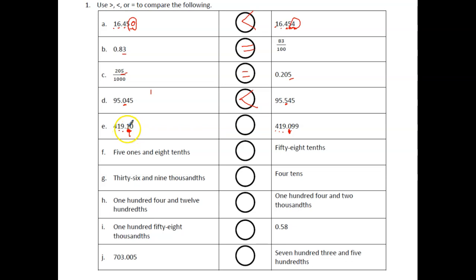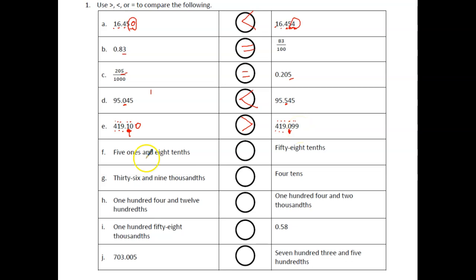Even though this looks like 10 after my decimal here, and this looks like 99 after my decimal here, remember, we talked about making sure they have the same amount of digits. I have 1, 2, 3, 4, 5, 6 digits here. I only have 1, 2, 3, 4, 5 digits here. So if I add my 6th digit and put that 0 in there, now it will look more like a fair comparison. I have 100 after my decimal now, and I have 99 after my decimal here. So this could be read as 419 and 100 thousandths is greater than 419 and 99 thousandths.